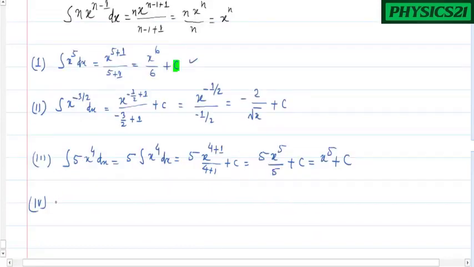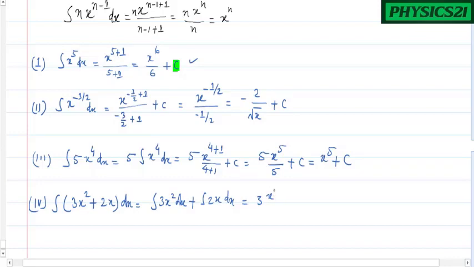Next example, find the integral coefficient of 3x square plus 2x dx. Now solve it as written as integration of 3x square dx plus integration of 2x dx. As we solve, 3 will be outside the integration and integral coefficient of x raised to the power 2, that is x raised to the power 2 plus 1 divided by 2 plus 1, plus 2 outside the integration, integral coefficient of x, that is x raised to the power 1 plus 1 divided by 1 plus 1, and plus c.